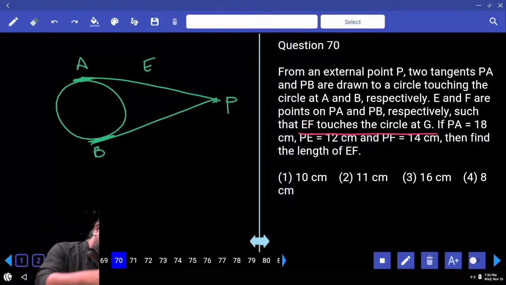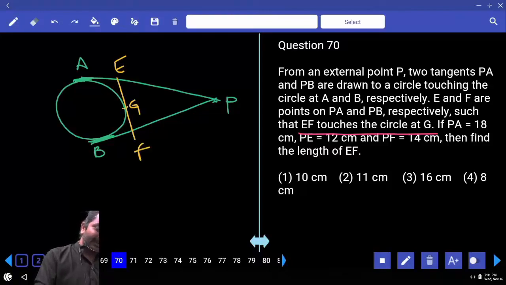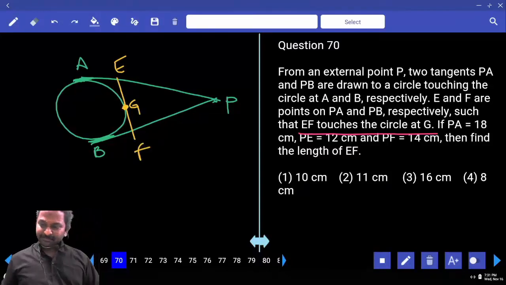Then I am not supposed to write E and F over there. Assume this is G, and it is E, and it is F. So EF touches the circle at point G.